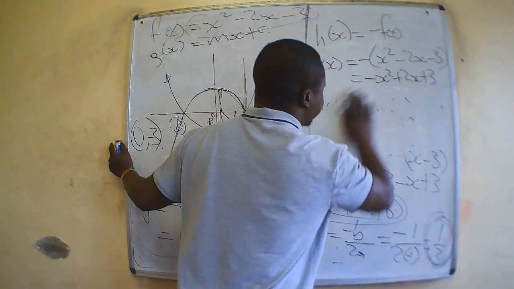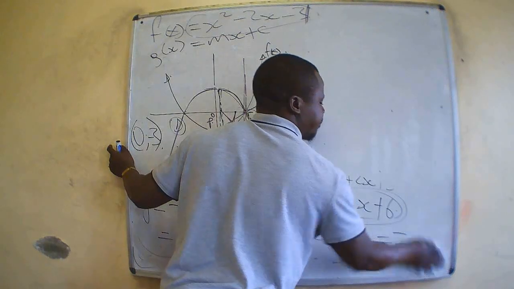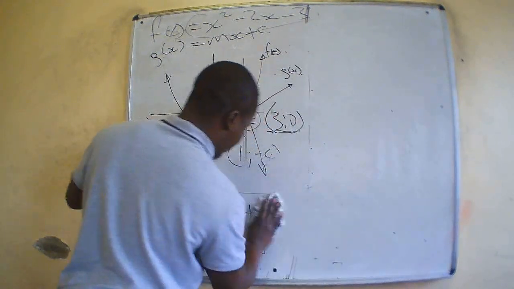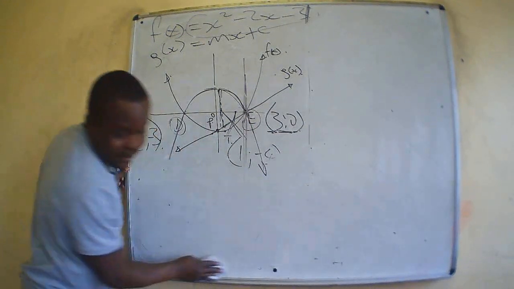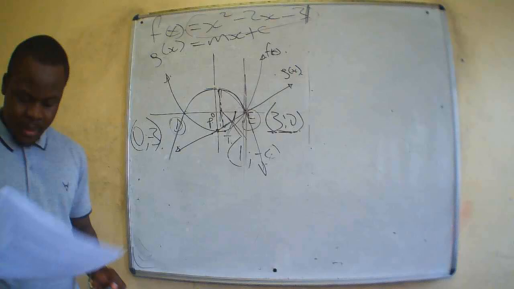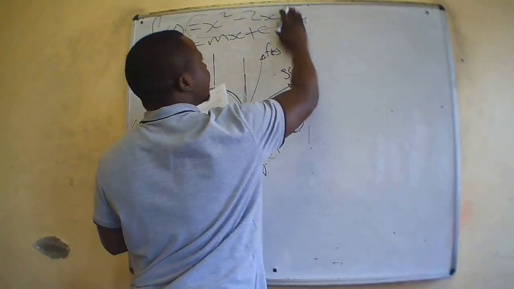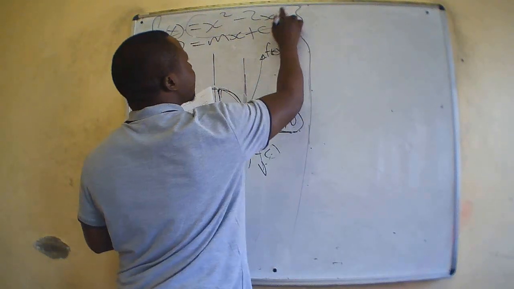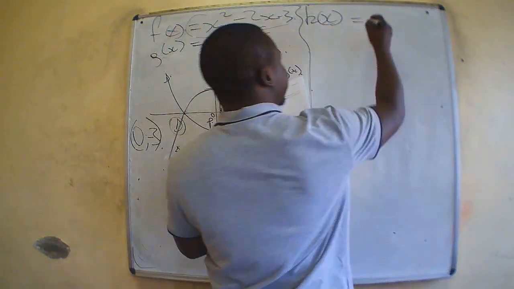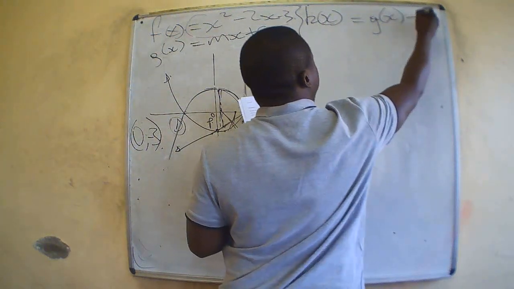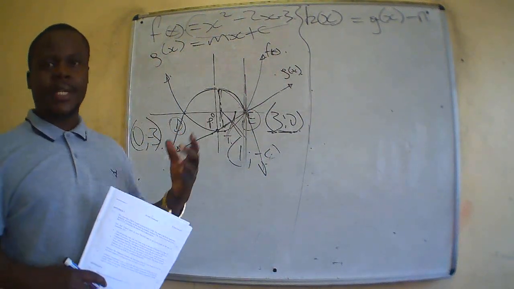The next question. We move on to the next question. The next question is such that we are given a new graph, which they say is k of x. They say k of x is equal to g of x minus n. G of x minus n, that is k of x.